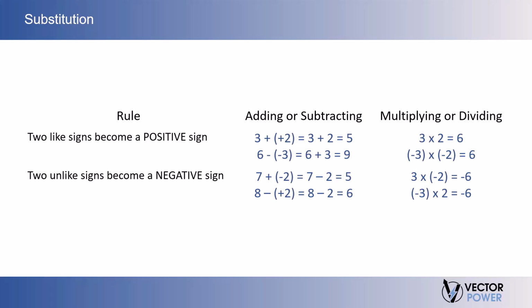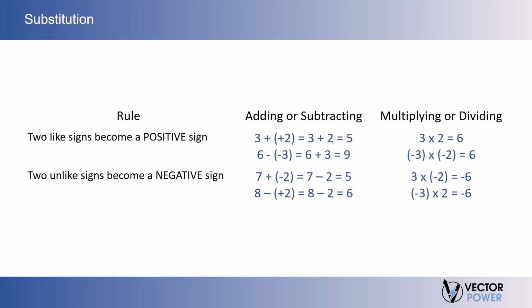So, the rules. 2 like signs become a positive sign. So, adding or subtracting, let's say 3 plus 2 equals 3 plus 2, which equals 5. If we're multiplying or dividing, 3 times 2 equals 6. Or 6 minus minus 3 equals 6 plus 3, which equals 9. Again, multiplying or dividing, a minus 3 times a minus 2 would equal positive 6.